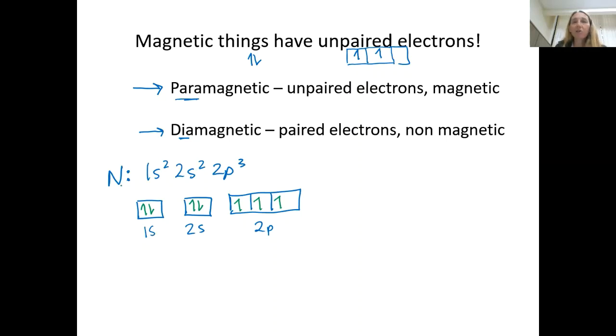Okay, so if this is nitrogen, is it paramagnetic or diamagnetic? Okay, so I have a few answers coming through. It seems like everyone's saying it's paramagnetic, right? So right here, these are unpaired electrons. So if I have nitrogen, it's going to be magnetic, okay?